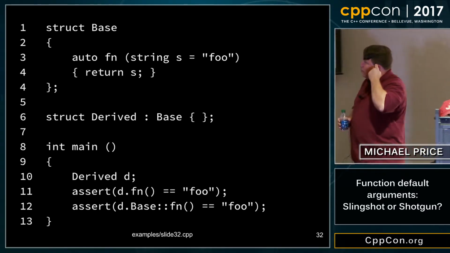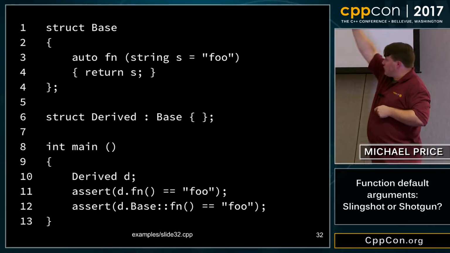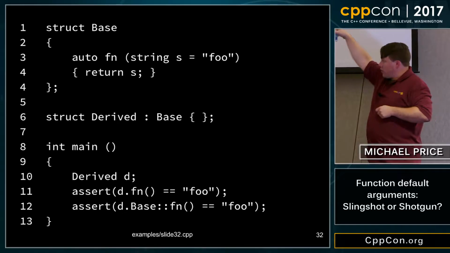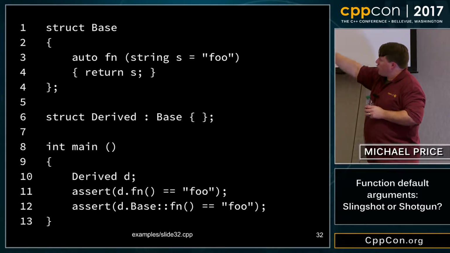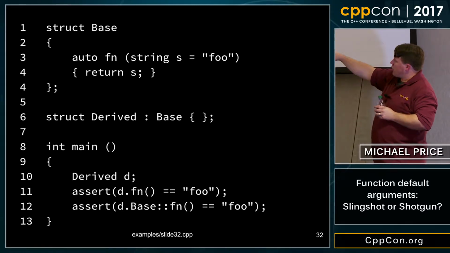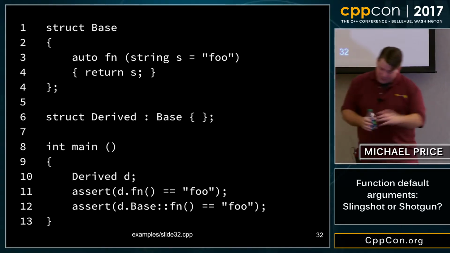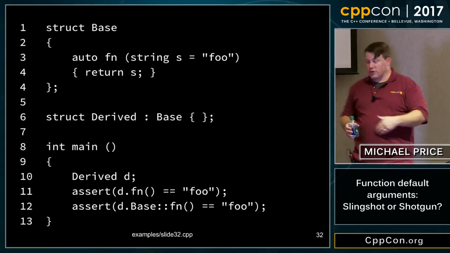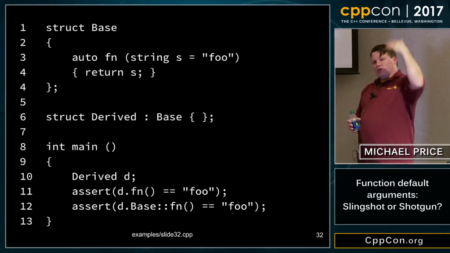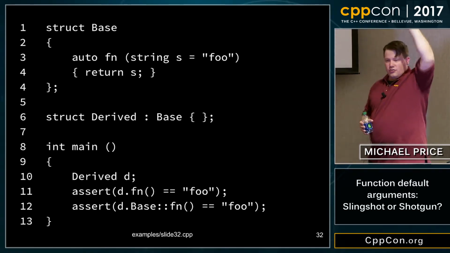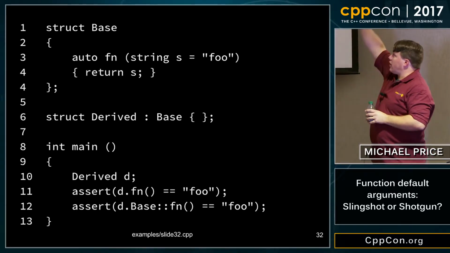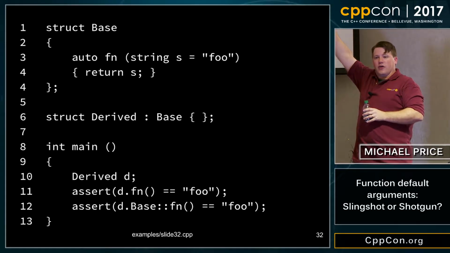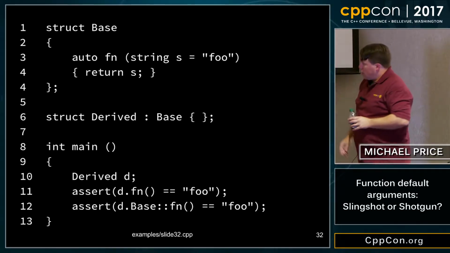So default arguments on base member functions are visible in your type, right? Base has one of these things. Derived is derived from base. I make a derived D, and when I call its member function fn, it's going to go, okay, I need to find an fn. It looks in derived, nope, there's no fn there. It looks in base and goes, okay, fn is in the base, I can do that. And it goes, oh, you didn't give me any arguments. Okay, well, that's okay, I can invoke this with that default argument. And it works as you would expect.